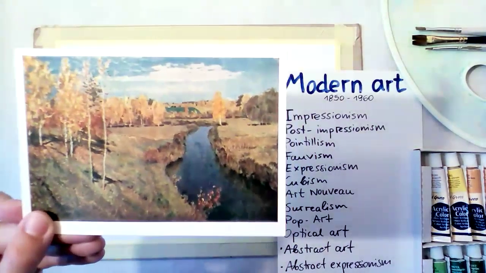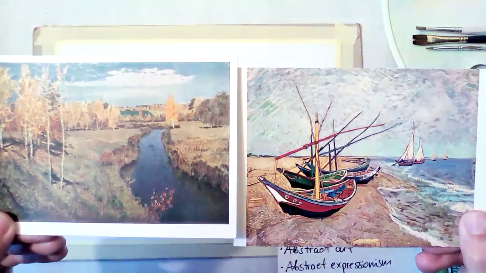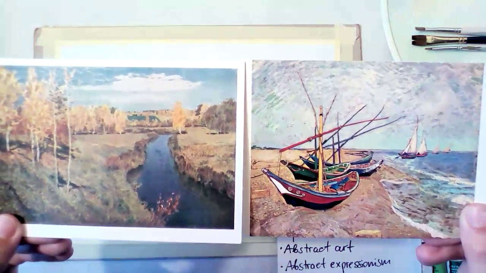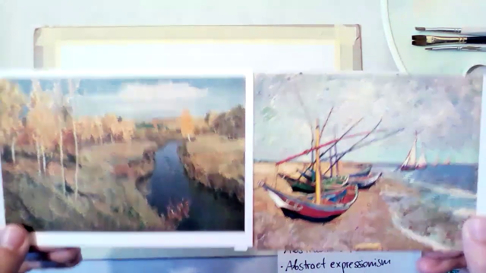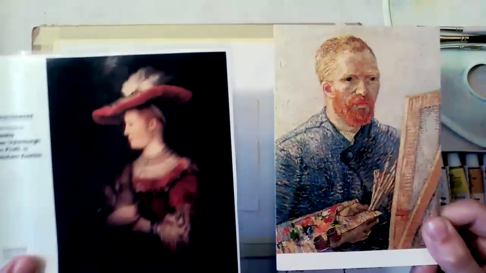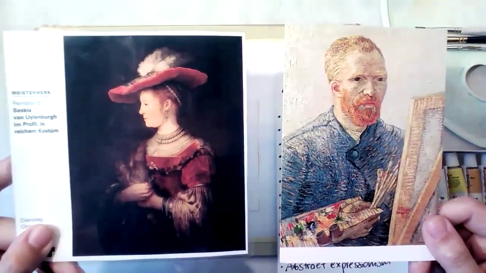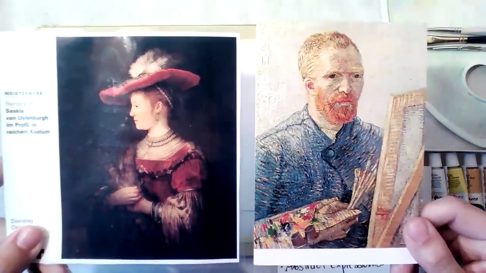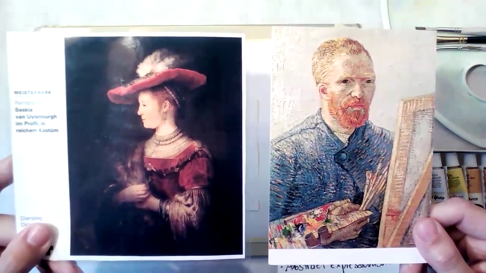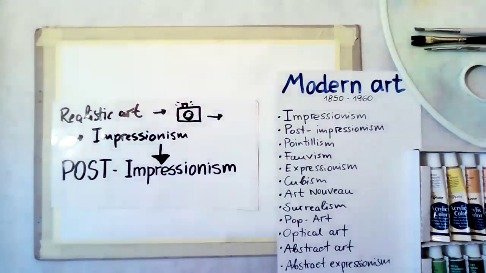Or let's check these ones. Some typical landscape painting, and then a painting by Van Gogh. You see those strokes, a different way of applying paint, especially Van Gogh. The main hero of post-impressionism is Van Gogh. You can try to analyze this painting by Rembrandt. Of course you have heard about him, a huge artist. And here a self-portrait of Van Gogh. It's easy to feel the difference, and so we are exploring post-impressionism.